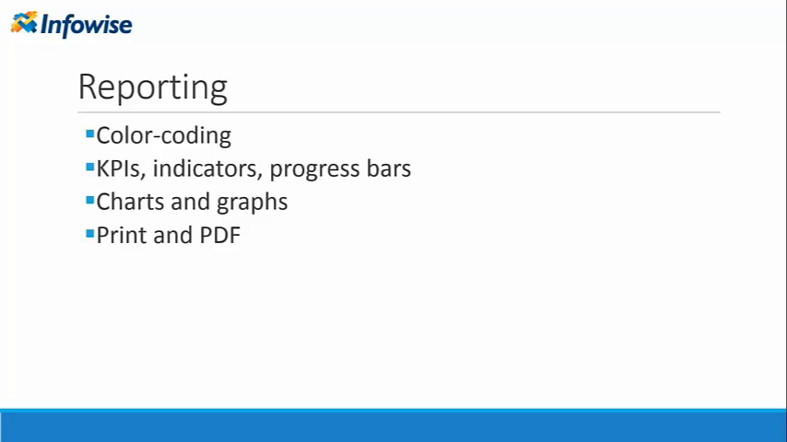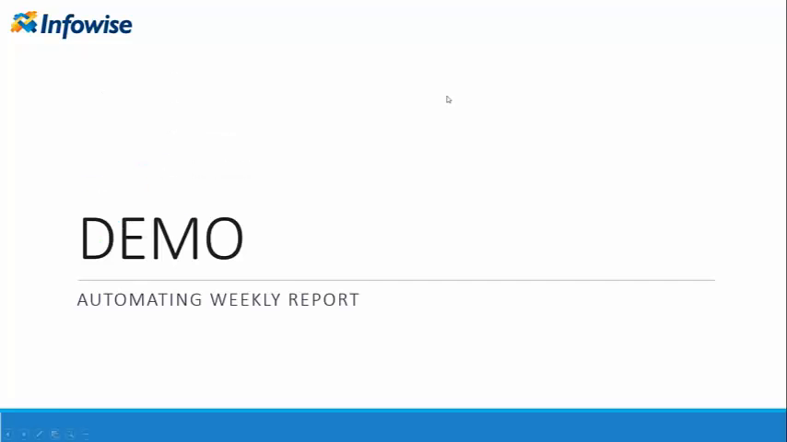We've seen some KPIs, indicators, progress bars that allow you to actually see the picture without having to read into the details. We also have charts and graphs, again, to visualize the data. And we have the capabilities of printing out your SharePoint data and maybe sending it as a PDF. You can email even the PDF to your internal and external users. And our next demo will talk about that. And during that demo, we're going to be creating an automated weekly report.